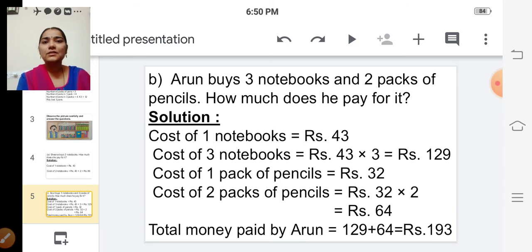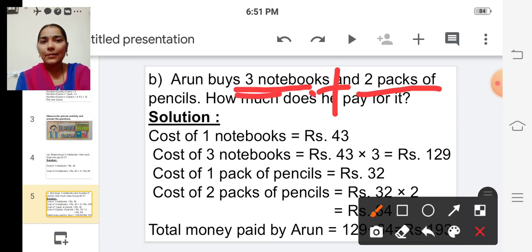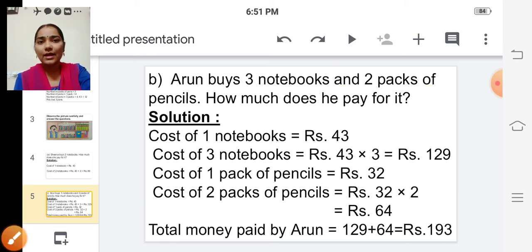So first we have to find out the cost of 3 notebooks and then the cost of 2 packs of pencils. And in the last step we have to add these two, that is cost of 3 notebooks plus cost of 2 packs of pencils. So have you all understood, children? So shall we move on to the next problem?